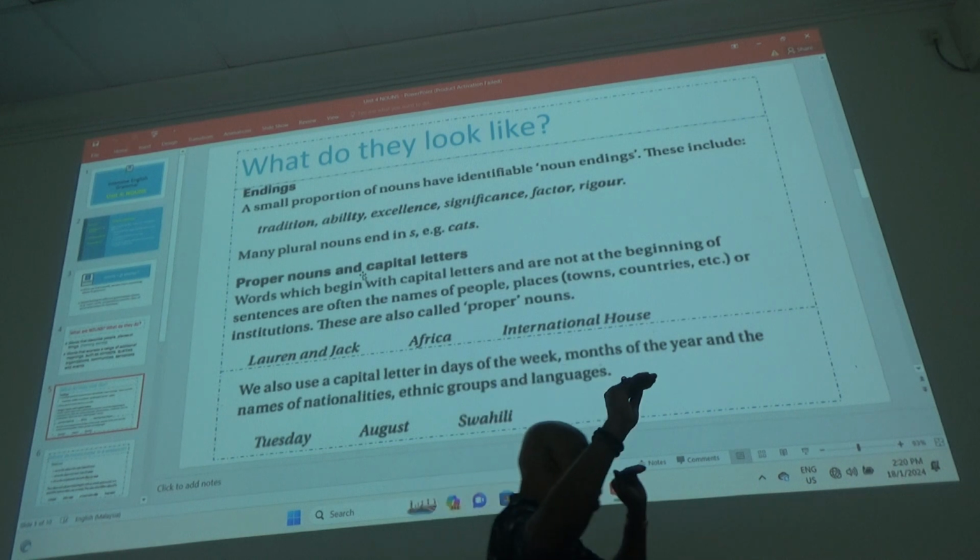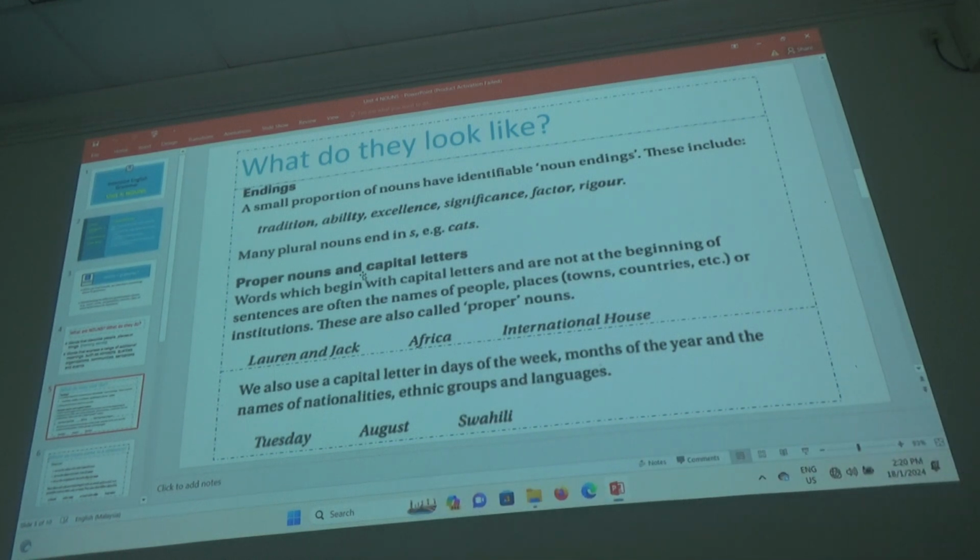Alright, so if you write proper nouns with a small letter, you are wrong. In my exam paper, if you write proper nouns with a small letter, minus half mark. Can you understand now?